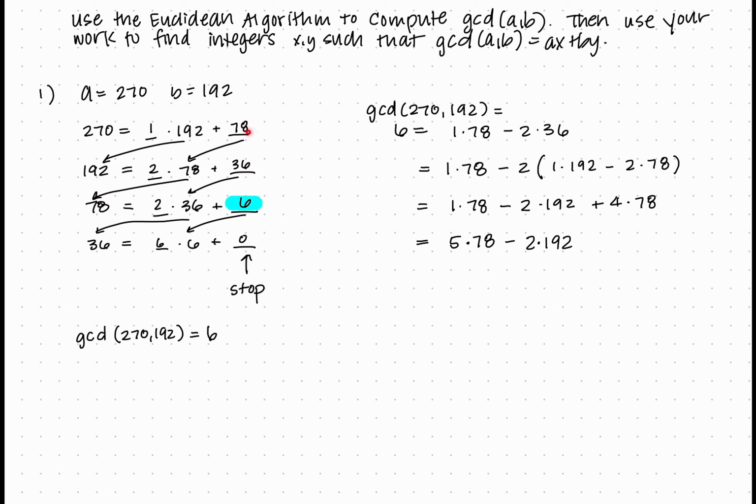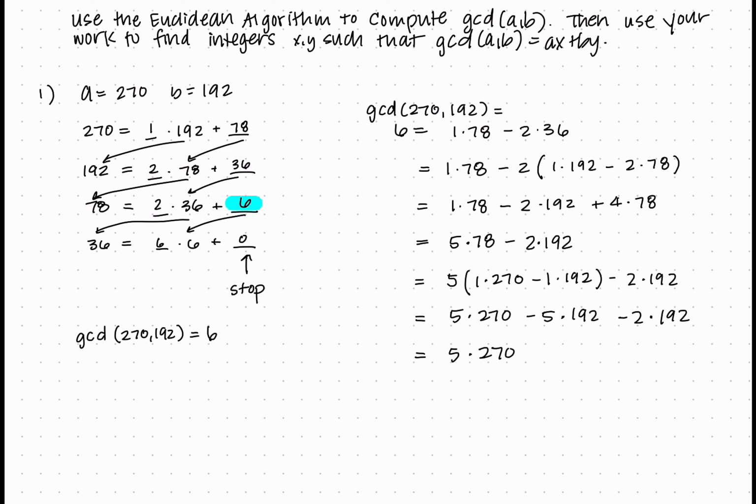I can backtrack up and clear out a 78. So instead of 78, I can say 270, I'm looking at that top row of my Euclidean algorithm, minus 1 times 192. And then I still have this 2 times 192 left. Multiply that 5 over. I have 5 270s minus 5 192s minus 2 192s, which, if I combine my like terms, 5 270s minus 7 192s.